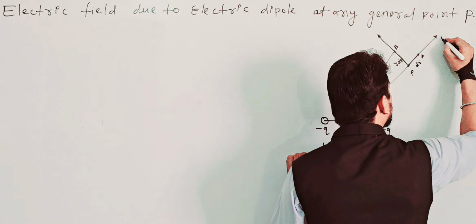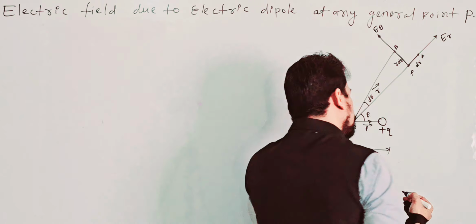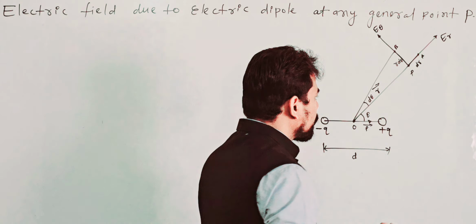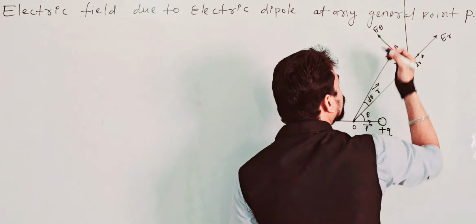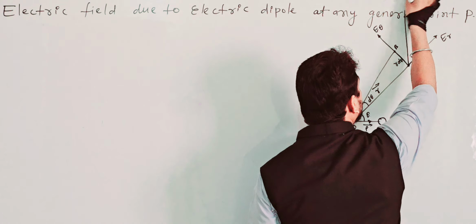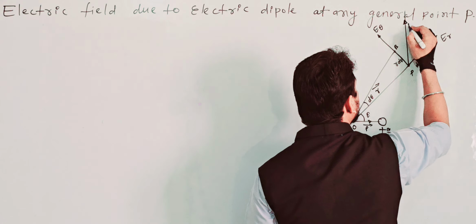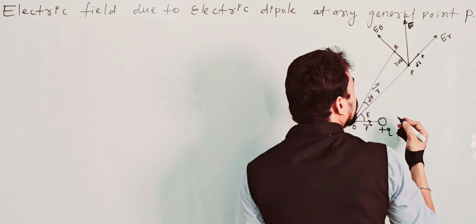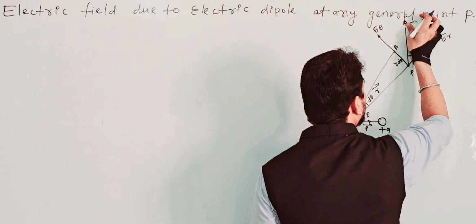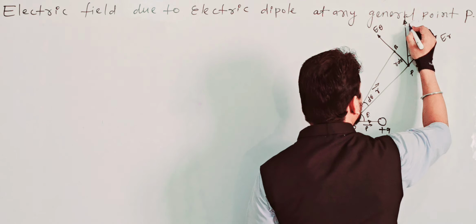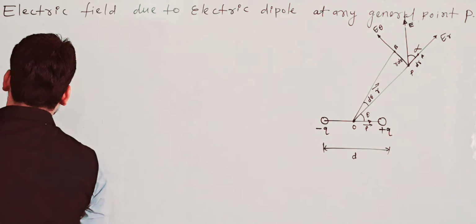So this is called E radial and this is called E transverse, with the variation of theta. The net field is the vector sum of E r and E theta. This is E, and this is the angle alpha, which we sometimes need to find.